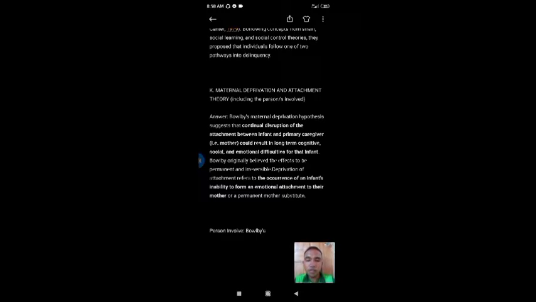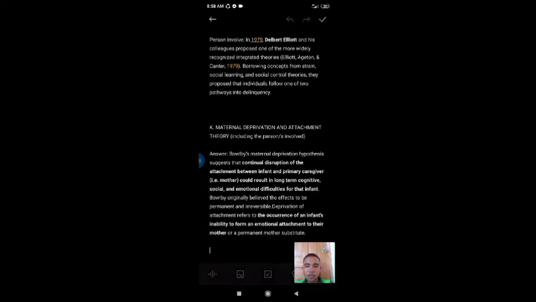Bowlby's original belief was that the effects to be permanent of irreversible deprivation of attachment refers to the occurrence of the infant's inability to form an emotional attachment to their mother or permanent mother substitute. Person involved of this theory is Bowlby.